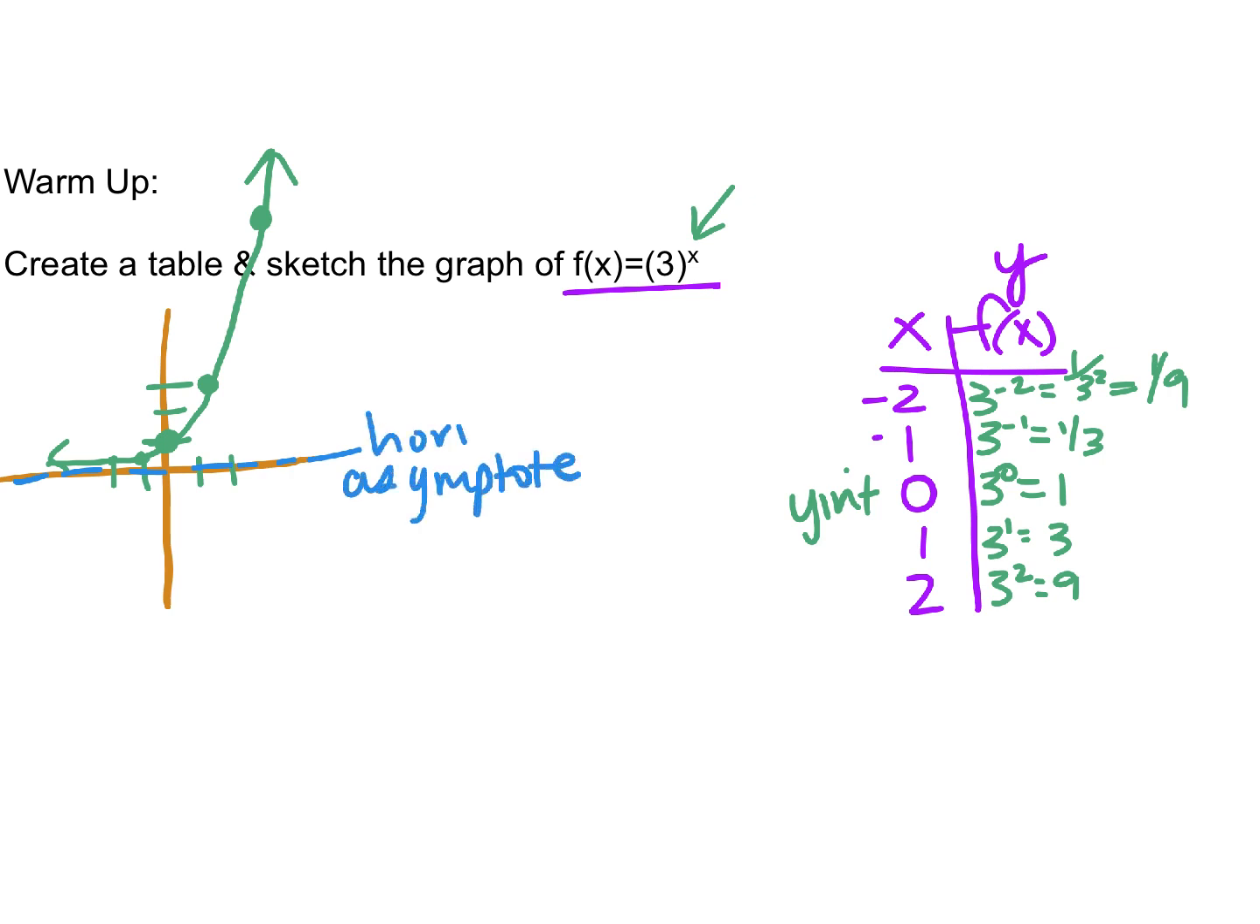And this one is sideways. It's called the horizontal asymptote. And it's always the equation y equals, and it's the value of y that it cuts through. So this is y equals 0.